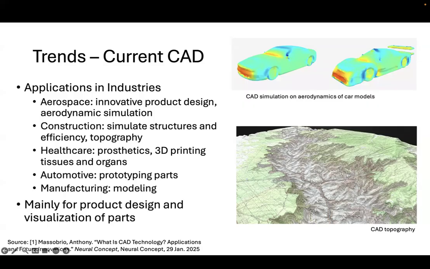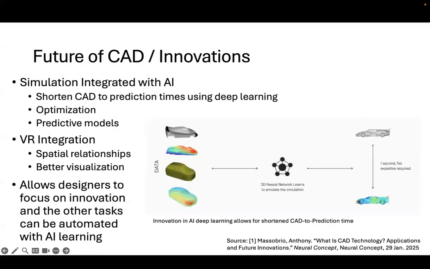In healthcare, things like prosthetics and 3D printing, you can have replacement tissue, replacement organs, all done with CAD software. In automotive, more prototyping. In manufacturing, you can use modeling and quickly fabricate parts as well. So the basis of what current CAD is used for is product design, visualization of parts, and early scale simulations.